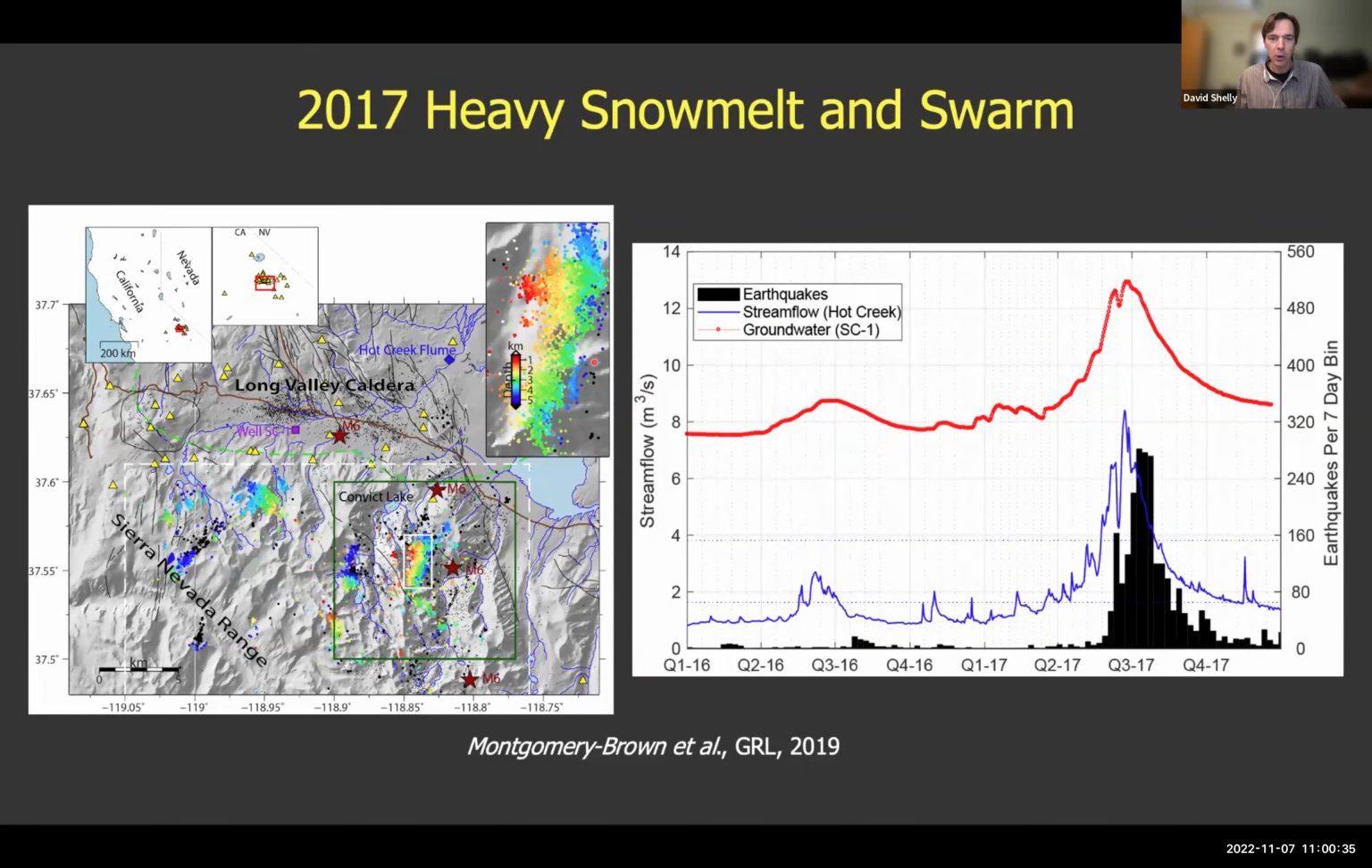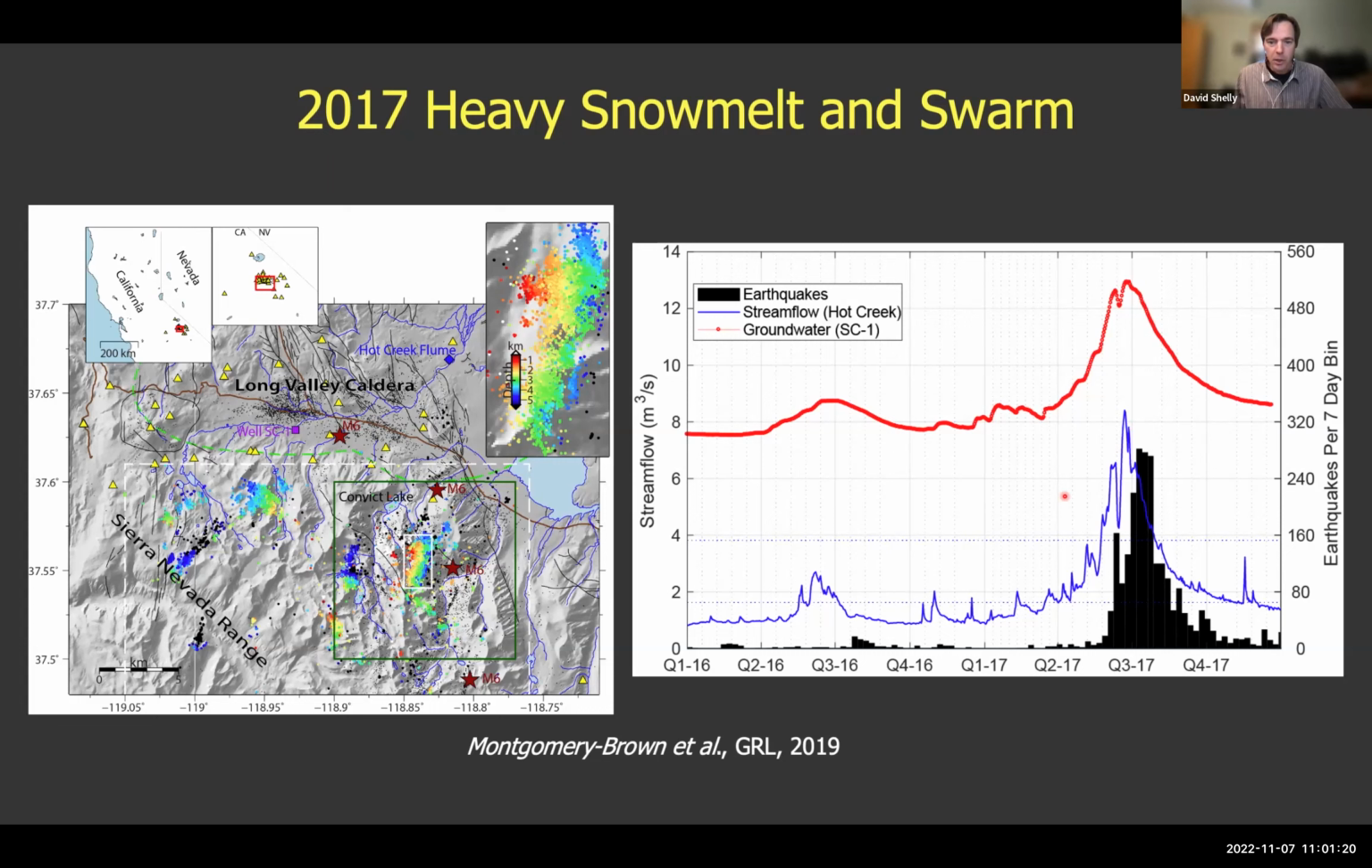The plot on the right is showing earthquakes starting at the beginning of 2016, going through 2017. Earthquakes in this Sierra Nevada block. I believe these may be the earthquakes that are relatively shallow, 4-kilometer depth below surface or less. And superimposed on this plot, the blue line is the stream flow at Hot Creek, which is in the caldera, and the red line is the groundwater level in a well located near the southern boundary of Long Valley Caldera.